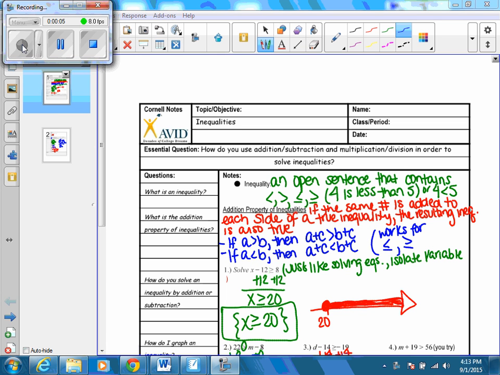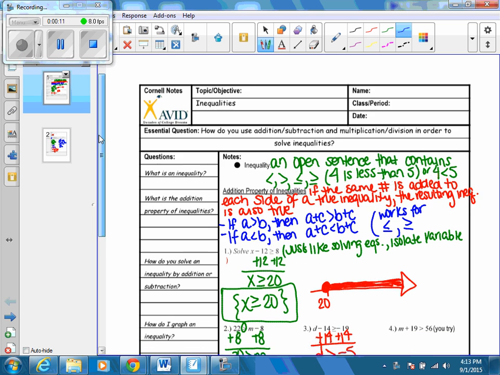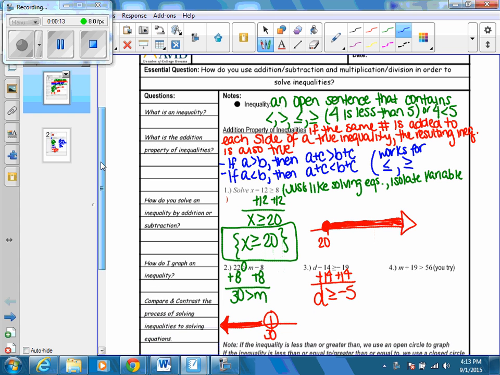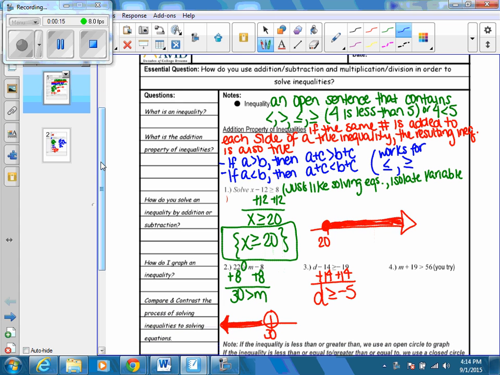Unfortunately, when I recorded the video the first time, something happened on my computer, and I don't know what happened. So I have all the notes here, and I'm just going to talk through them while you guys are copying. If you look up here, it says your essential question is going to be, how do you use addition and subtraction and multiplication and division in order to solve inequality?